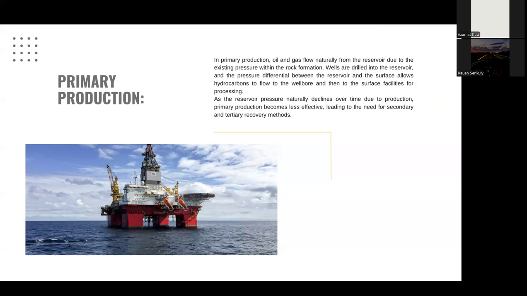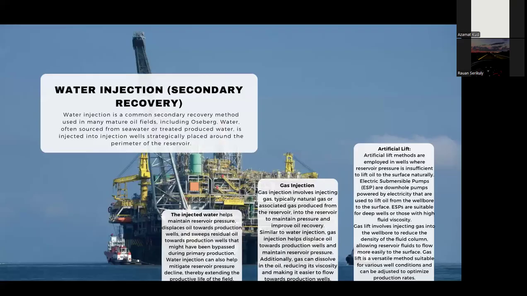The next slide. The water injection method, which is commonly used as a secondary recovery method, is used in many mature oil fields, which includes the Oseberg oil and gas field. The water, often sourced from the seawater or treated produced water, is injected into the injection wells, which are strategically placed around the perimeter of the reservoir.